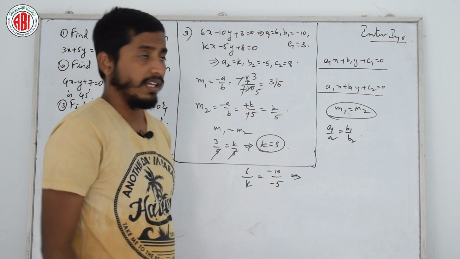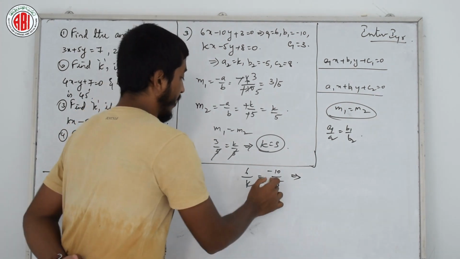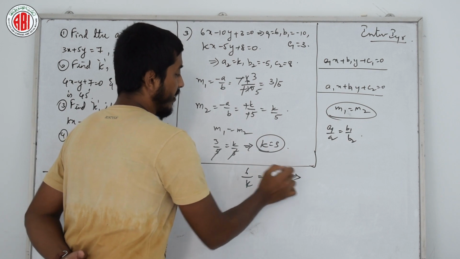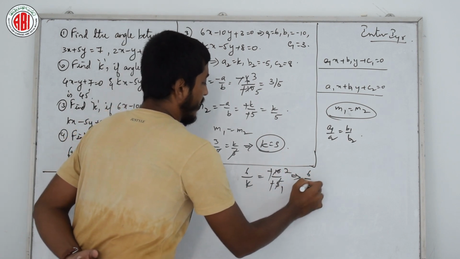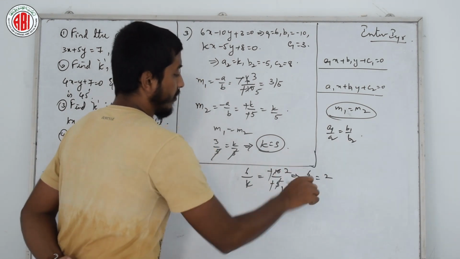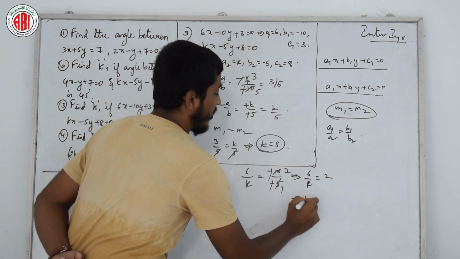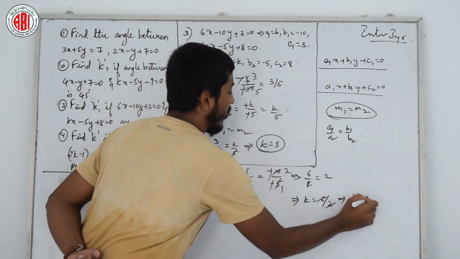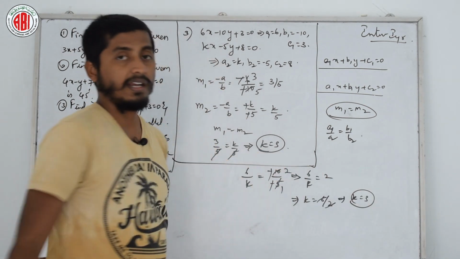Is it right? Let us check whether there are any possibilities of cancellation. Minus minus get cancelled. 5 1s are, 5 2s are. It becomes 6 by k is equal to 2. Let us cross multiply. It becomes k is equal to 6 by 2. That is k is equal to 3. We got the same answer, right?